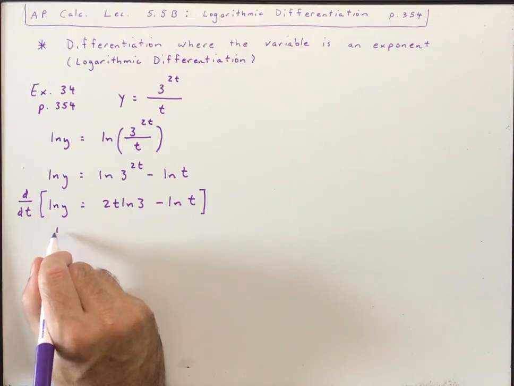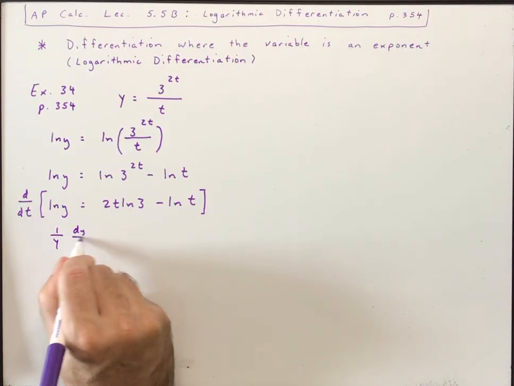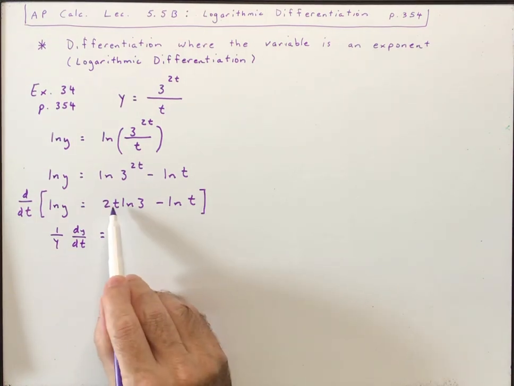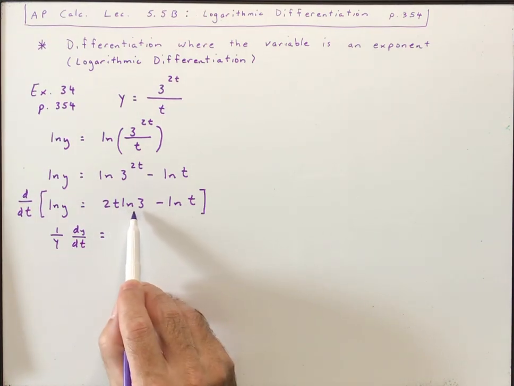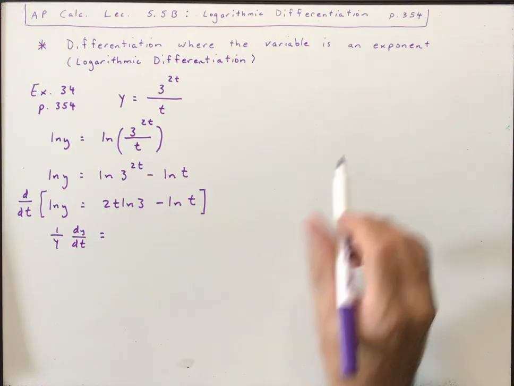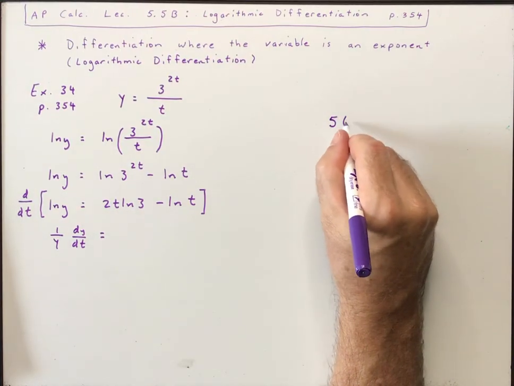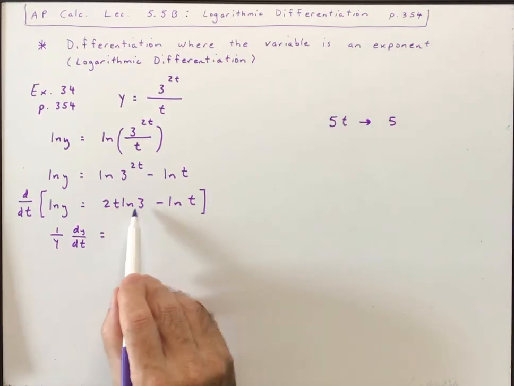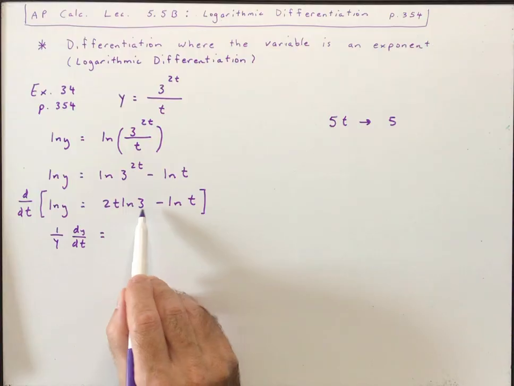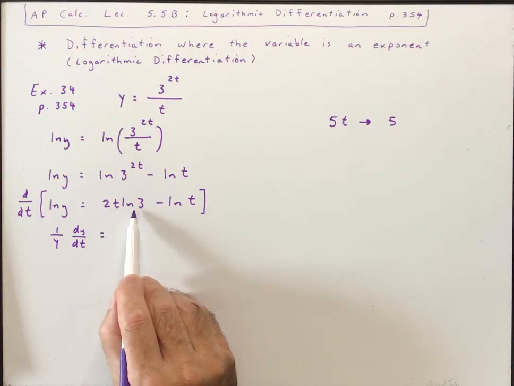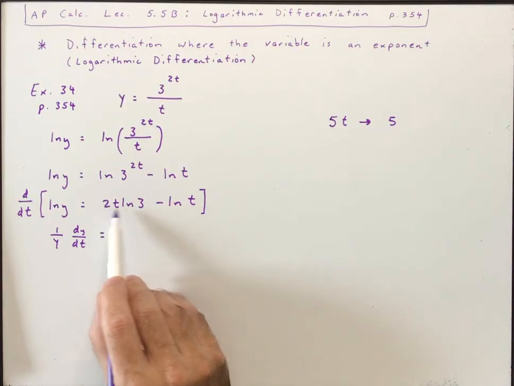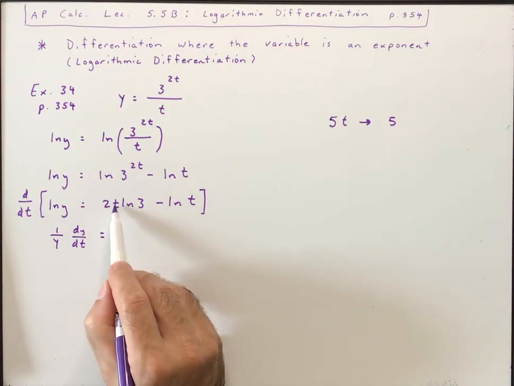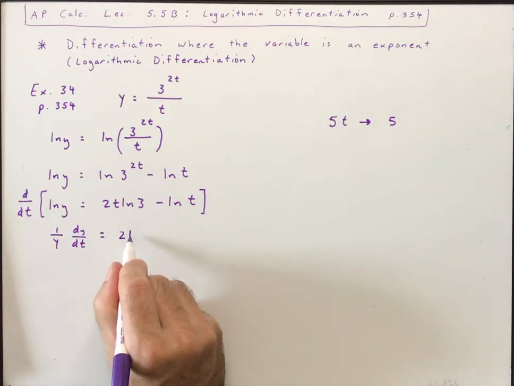So that would be 1 over y dy dt is equal to, now look at that, 2t natural log 3. What's the derivative of that with respect to t? Well, the derivative of 5t with respect to t would just be 5, right? It's just the coefficient. Well, we have a t in the middle of two constants, 2 and natural log 3. So when you take the derivative of that, the t just goes away. It's to the first power. And you would have 2 times natural log 3.